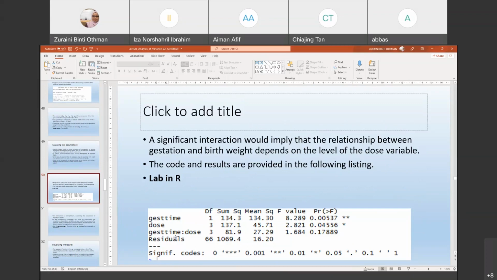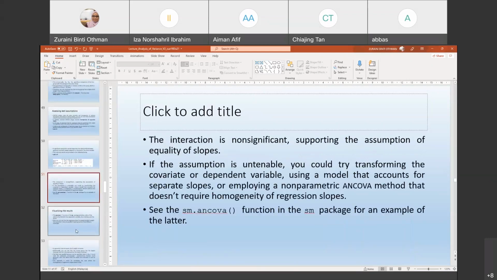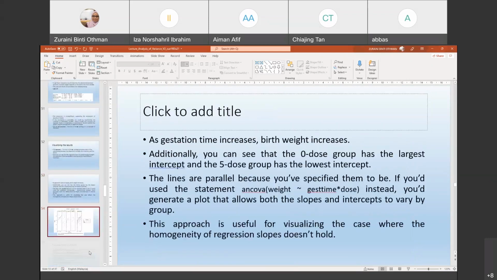We can see that the gestation time interaction with dose is not significant, the p value is not less than 0.05. So we can conclude that these two give an impact on the weight, compared to the relation between gestation time and dose. Okay, then this is how we visualize the result.